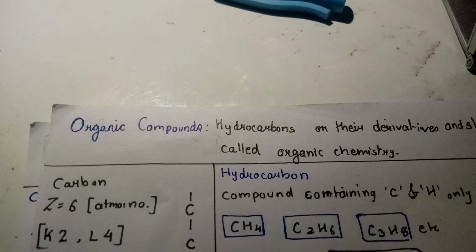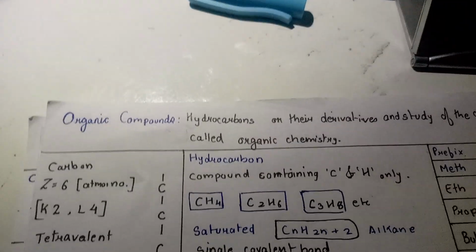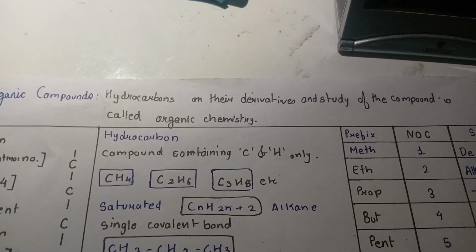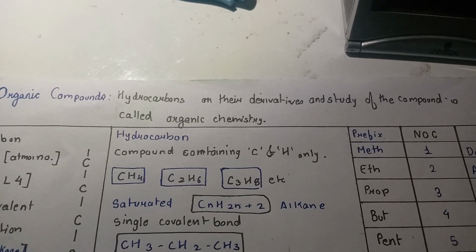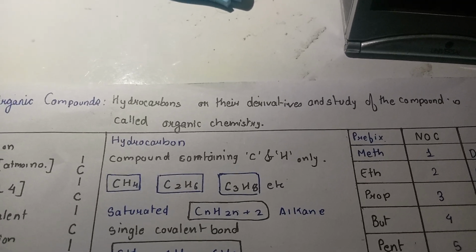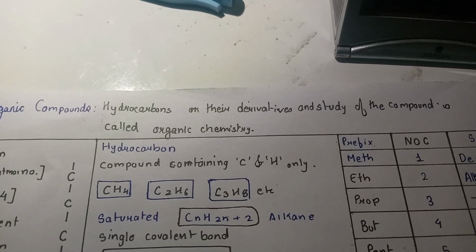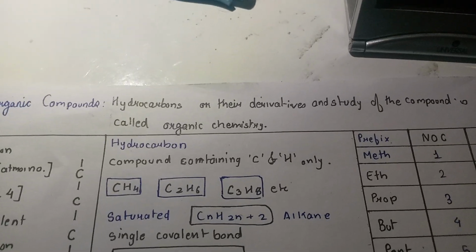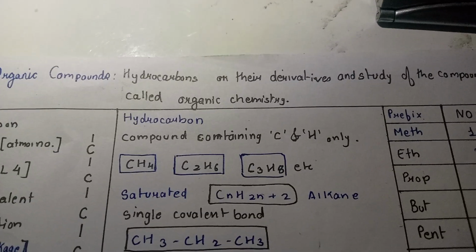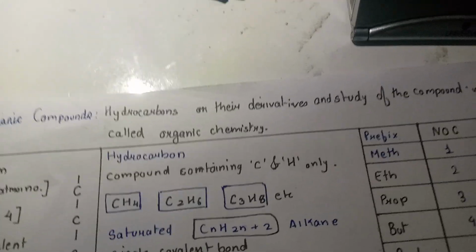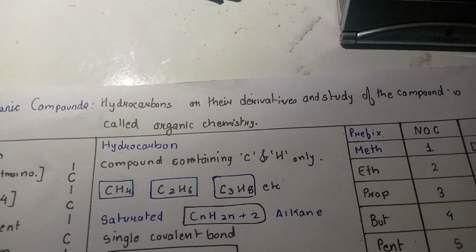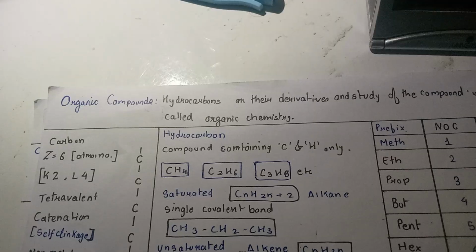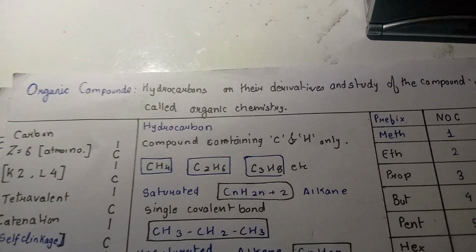Starting off, first organic chemistry, organic compounds का definition है. Organic compounds का definition क्या है? It is hydrocarbons or their derivatives, and study of compounds is called organic chemistry. Hydrocarbons or their derivatives. What are hydrocarbons? They consist of carbon and hydrogen, and their derivatives, which means compounds having hydrocarbons plus another alkyls etc., and the study of those compounds is called organic chemistry.